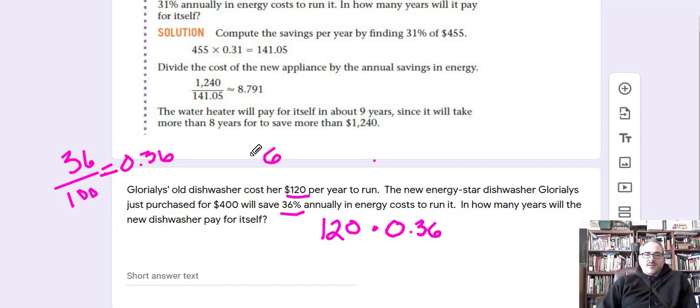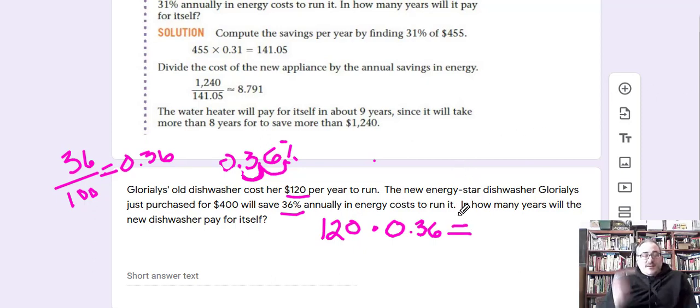I just took 36% and essentially moved the decimal place 1, 2, to get 0.36. There's my decimal place. So my 36% being divided by 100 gets moved over 2 places because there are 2 zeros in 100. So 0.36.